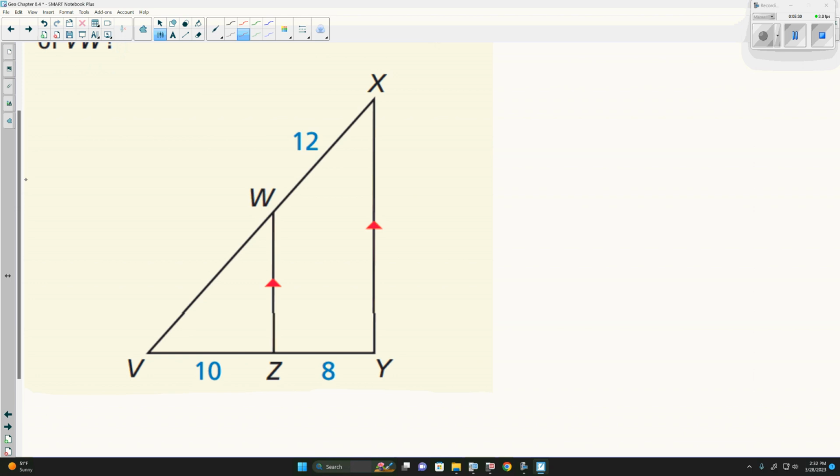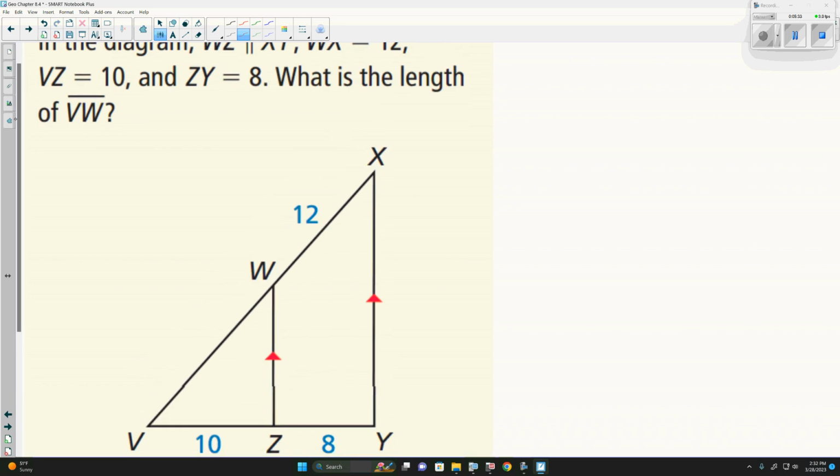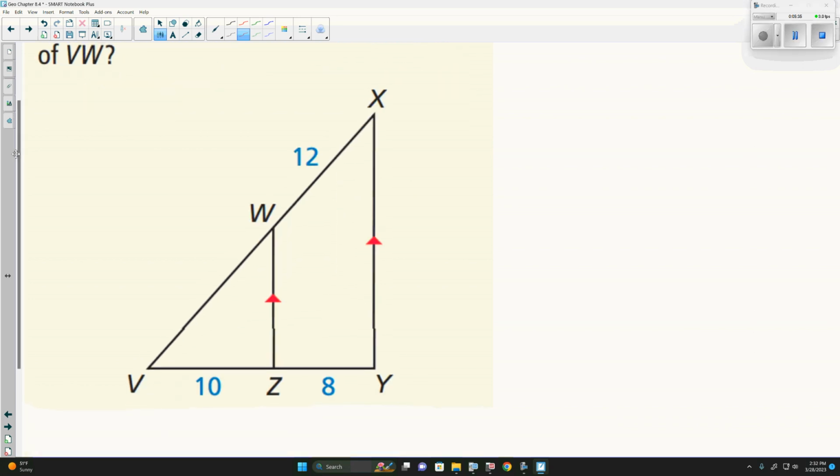In the diagram, we have this here. WZ is parallel to XY, and we're wanting to find the length of VW. So how would we set this up? Proportionality, so we have two fractions. We would have x over 12, because this part of the line. Can you explain this to me? It has to be on the same line.